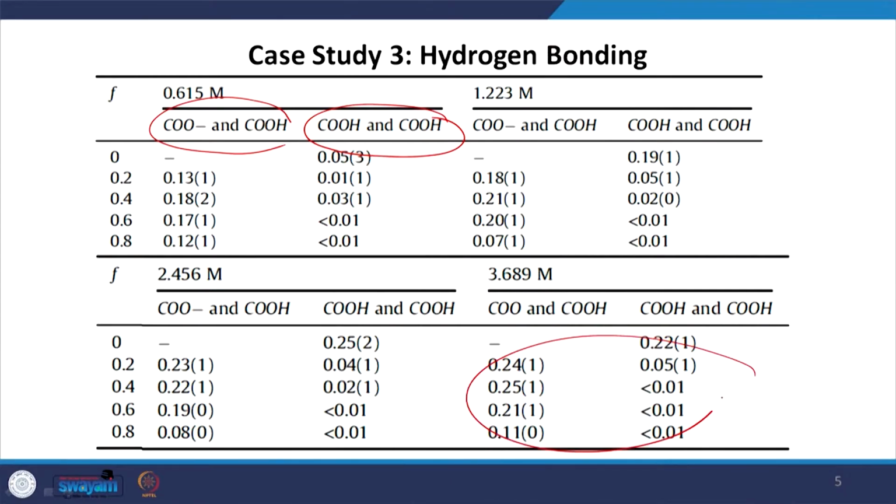In fact, it turns out that it goes to some kind of a maximum before it starts to fall down. Because eventually, when we have all COO minus, there is no hydrogen bonding. But as long as we have some COOH present in the system, you have hydrogen bonding between COOH-COOH and COOH-COO minus. And there is an interesting pattern to be seen here as I increase concentration, for example, and how these hydrogen bonds change, how the aggregation changes and so on.